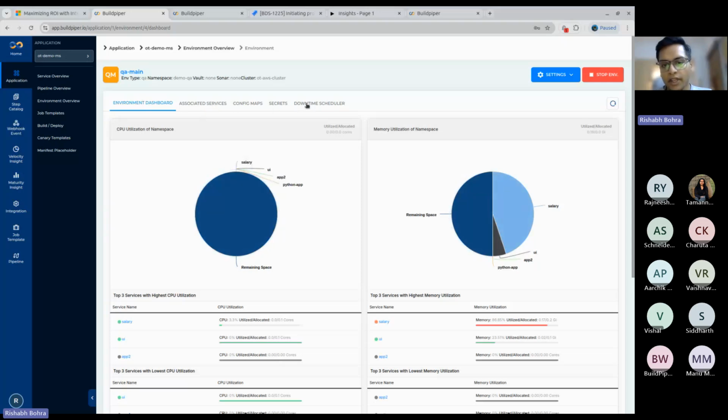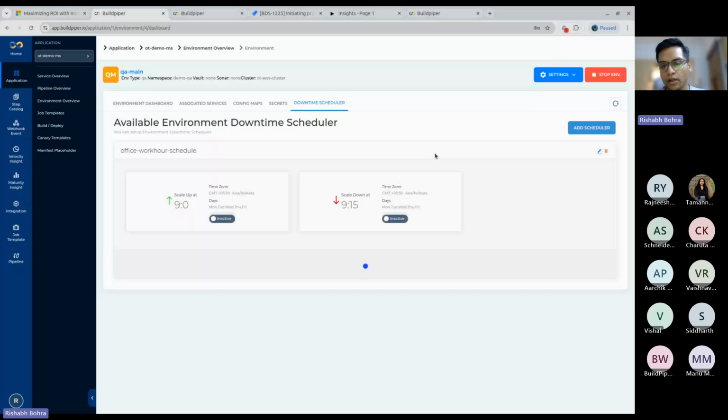Similarly, the platform has a lot of features which can really help you in terms of cost optimization as well, wherein you get the downtime scheduler built into the platform, where you can define the environment to stop, let's say, on Friday evening, and then it can come back up automatically on Monday morning. So again, there are a lot more features in terms of cost optimization, which we are not going to be able to cover in this particular session.